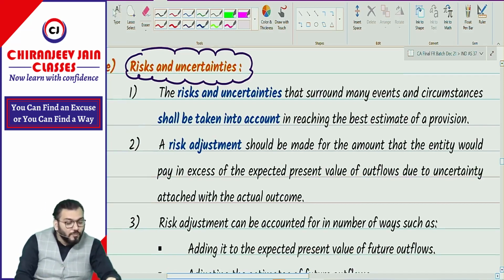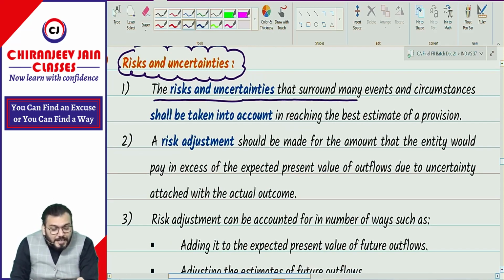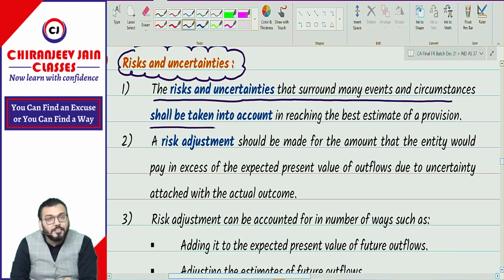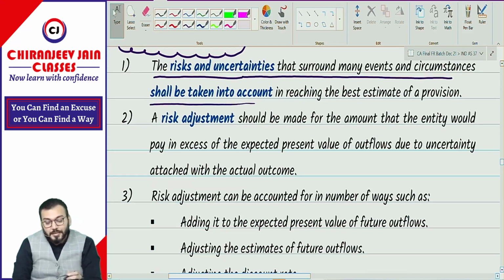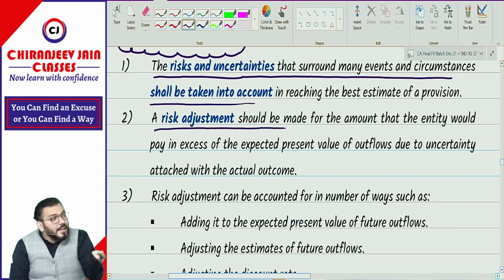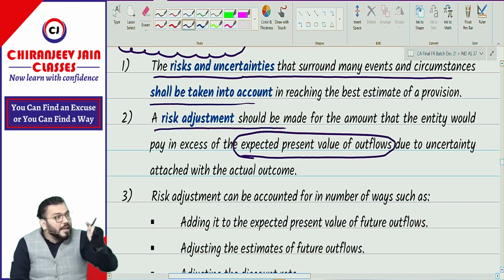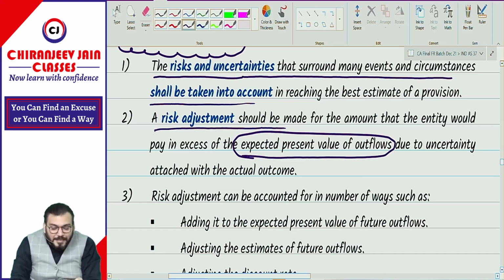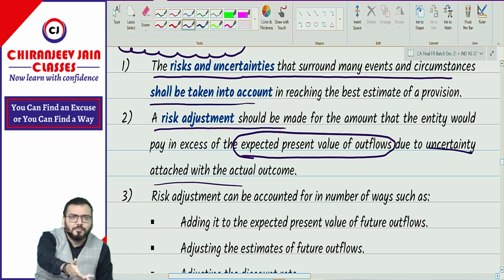Understood? So Ind AS 37 says the risks and uncertainties that surround many events and circumstances shall be taken into account in reaching the best estimate of a provision. A risk adjustment should be made for the amount that the entity would pay in excess of the expected present value of outflow which we have calculated, due to uncertainty attached with the actual outcome, because actual outcome may be different from estimated outcome.